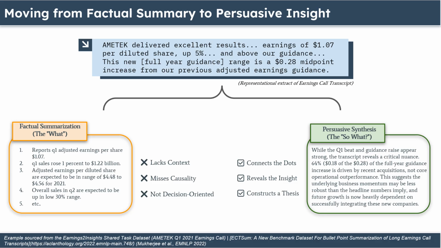On the right, we have persuasive synthesis. This is the so what. It takes the same facts but weaves them into a narrative. It connects the dots, it reveals underlying insight, and it constructs a testable thesis. For example, it doesn't just state the guidance was raised, it analyzes the quality of guidance, revealing that 64% of it came from acquisitions, not core operational strength. The Earnings to Insight shared task is a brilliant task because it is explicitly designed to measure a system's ability to produce this kind of persuasive synthesis, and that is the problem we set out to solve.